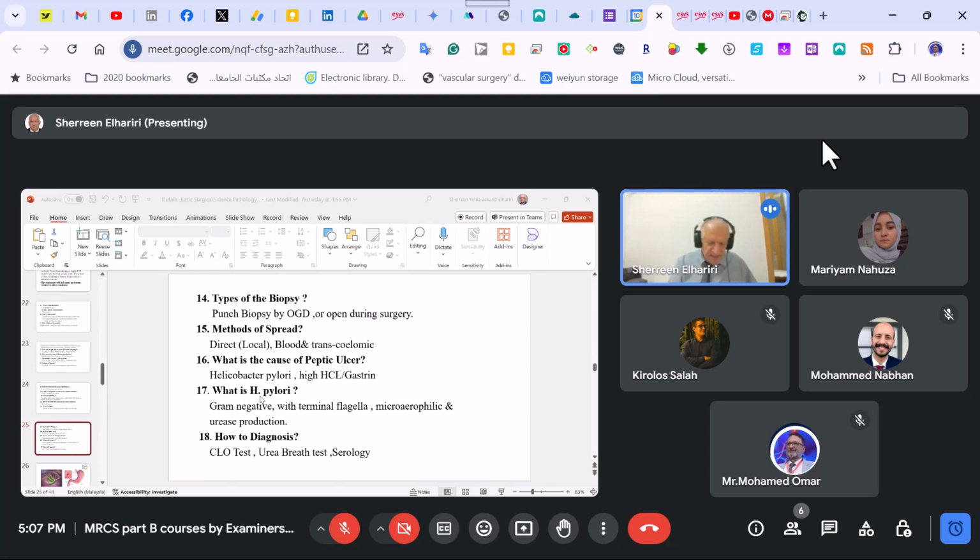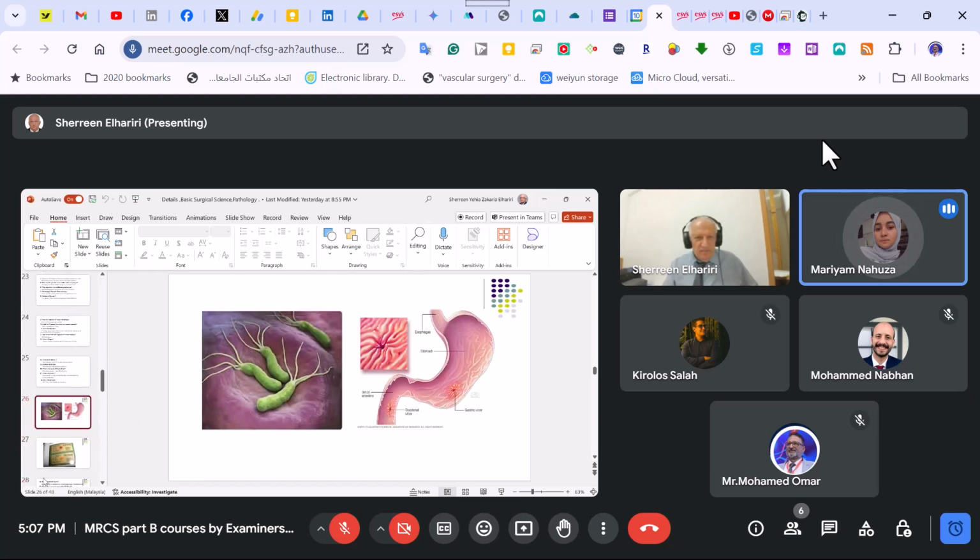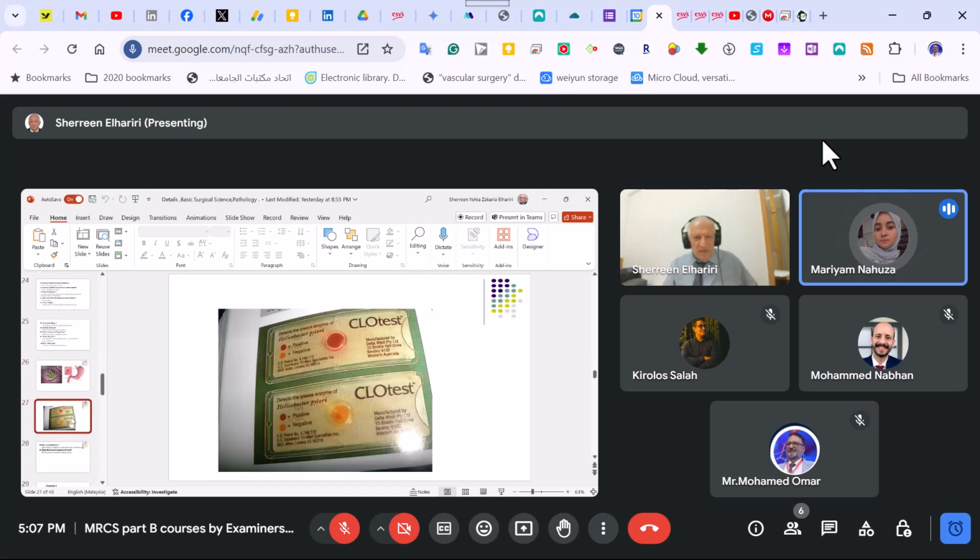So we change the topic again. What are the causes of peptic ulcer? Peptic ulcer disease is caused by stress, spicy food, GERD, H. pylori. What is H. pylori? It's a spiral-shaped, filamentous organism, gram negative. How to diagnose it? During endoscopy you take a sample and do a rapid urease test, a urea breath test, and you also have a serological test.